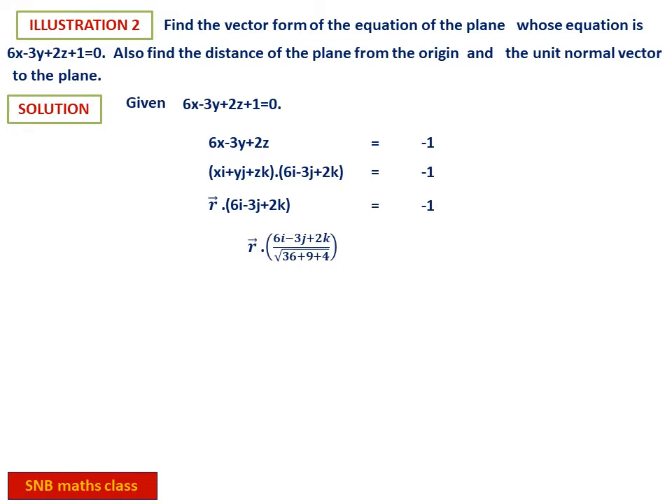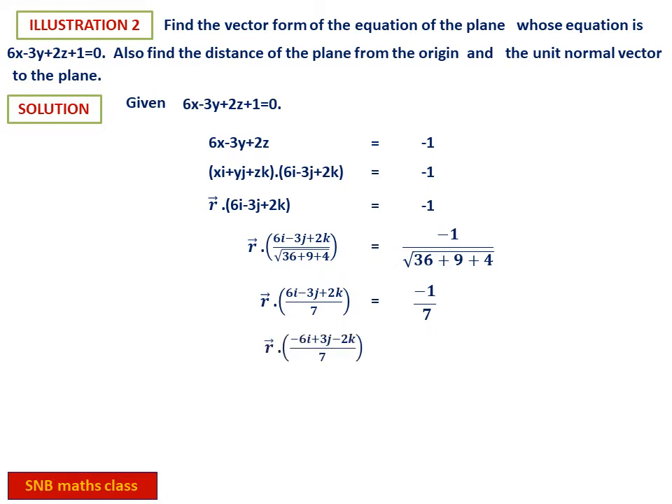Then what we have to do is divide by the magnitude, because we want to make it a unit vector. 6i minus 3j plus 2k is not a unit vector, it is simply a normal vector. That should be made into a unit vector. So we divide both sides by the square root of 36, that is 6 square is 36, minus 3 square is 9 and 2 square is 4, which is 7. Therefore we get r dot 6i minus 3j plus 2k divided by 7 equal to minus 1 by 7.